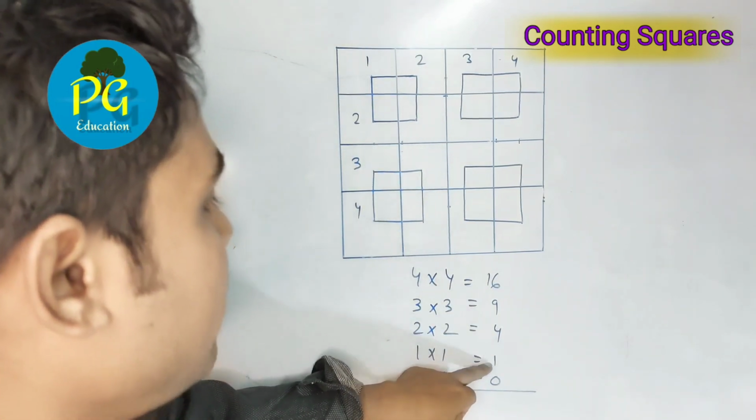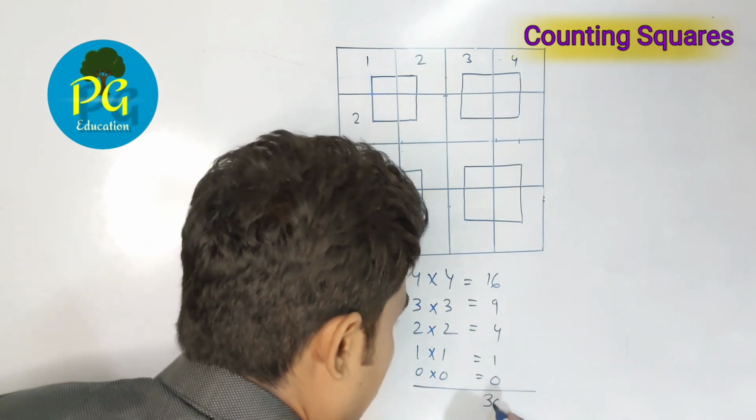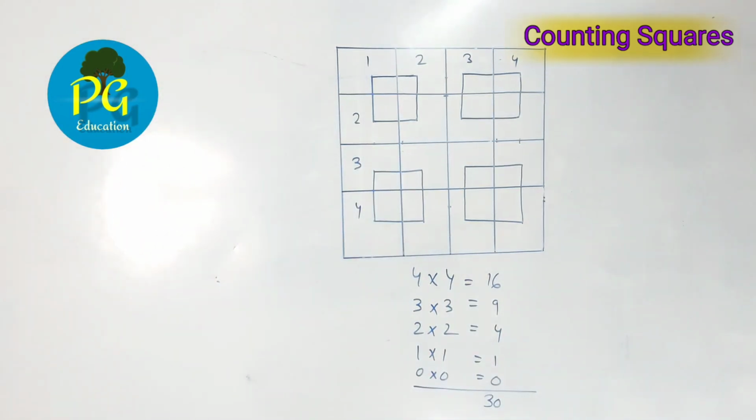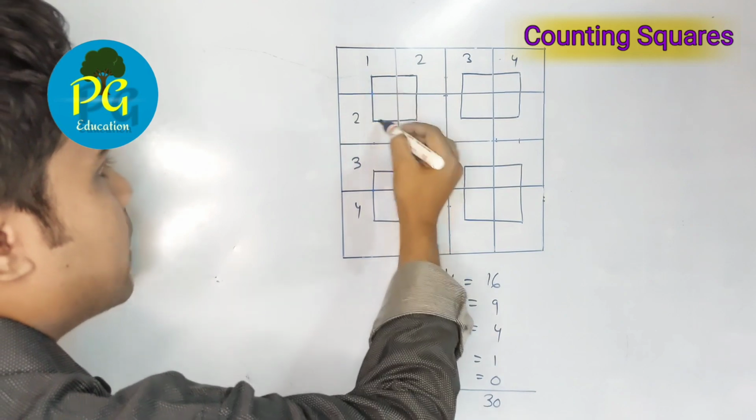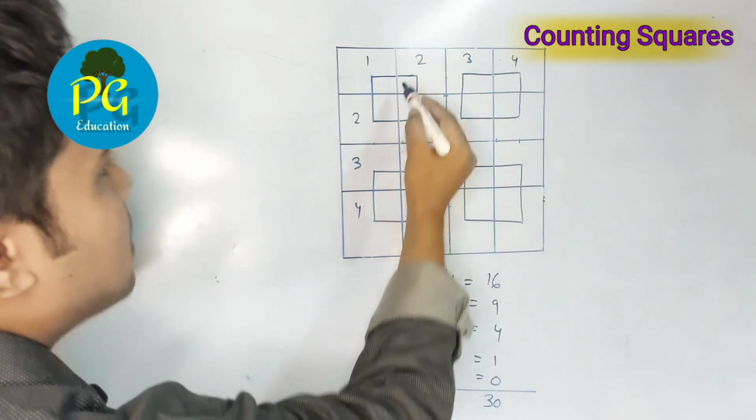9 plus 1 is 10, 10 plus 4 is 14, 14 plus 16 is 30. Okay, so we got 30. Now we have to remember that there are other squares inside these squares which contain a plus sign.